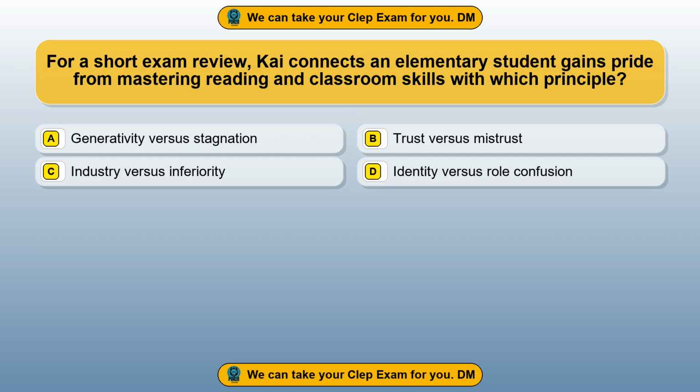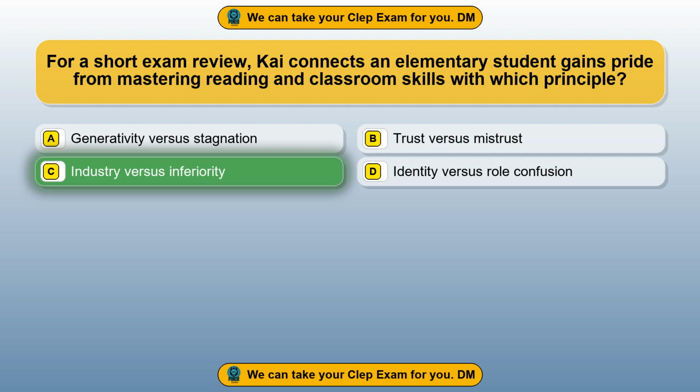Question 19. For a short exam review, Kai connects an elementary student gaining pride from mastering reading and classroom skills with which principle? Option A, generativity versus stagnation. Option B, trust versus mistrust. Option C, industry versus inferiority. Option D, identity versus role confusion. The correct answer is option C.